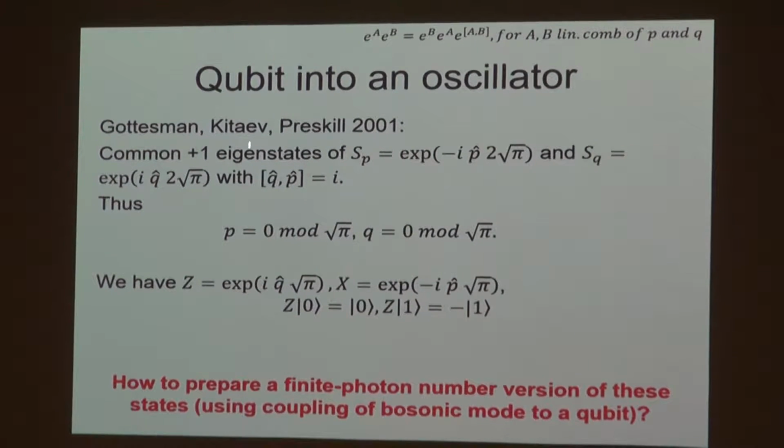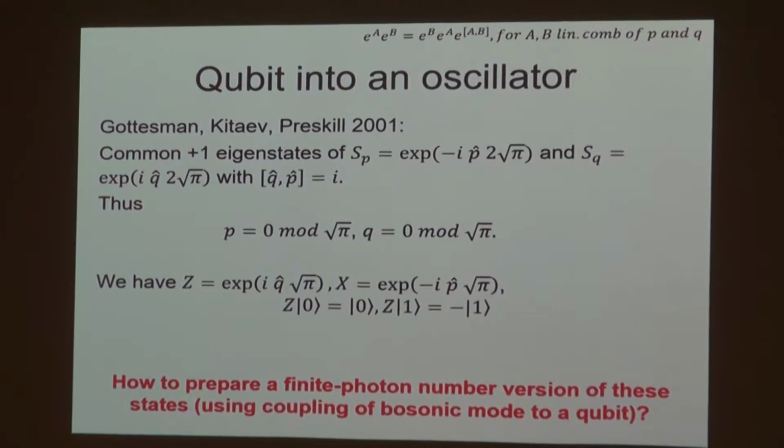So there are potentially states that are eigenstates of these two operators. Now let's look at eigenstates for which the eigenvalue is +1. Now the eigenvalue of this has to be +1. What does it mean for P? It means that P is 0 modulo square root of pi. So it's 0, square root of pi, 2 square root of pi, minus square root of pi. Just integers times square root of pi, and the same with Q.